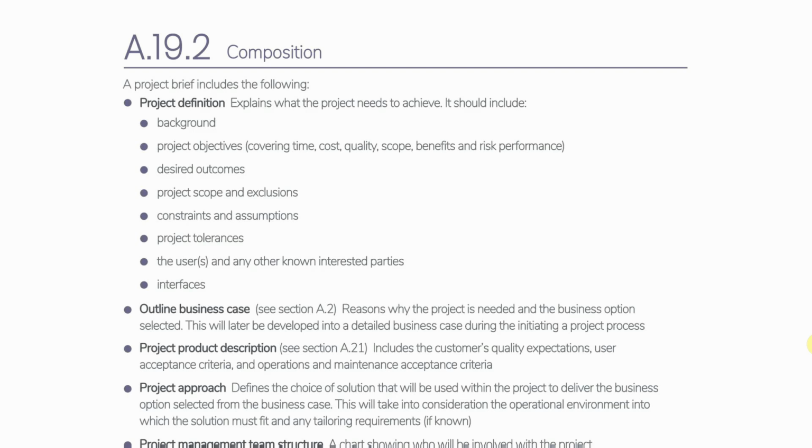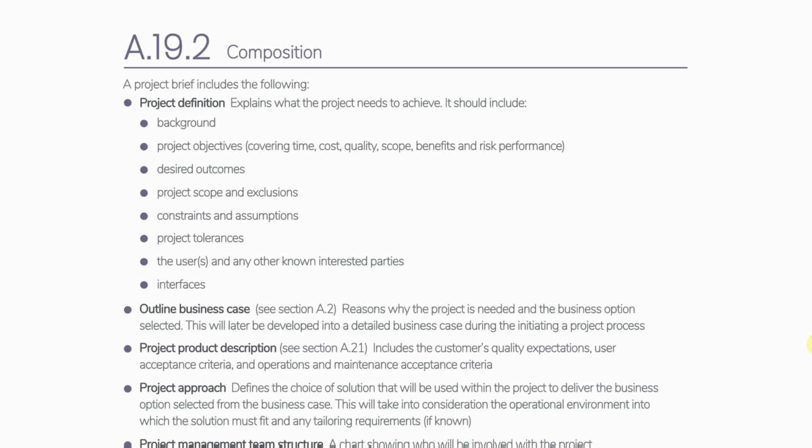We will then include the outline business case. The outline business case, we know, sets out the reasons why the project is needed and will be developed into the detailed business case during the initiating a project process. The project product description, remember, will include the customer's quality expectations and acceptance criteria, and basically describes what the project needs to deliver for the customer to be happy. The project approach defines how we're going to deliver the solution that's been chosen from the business case. So in the business case, we described a number of options, and this approach says, well, we've selected option A, this is how we're going to deliver it.